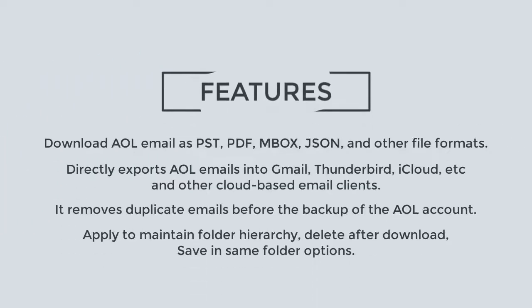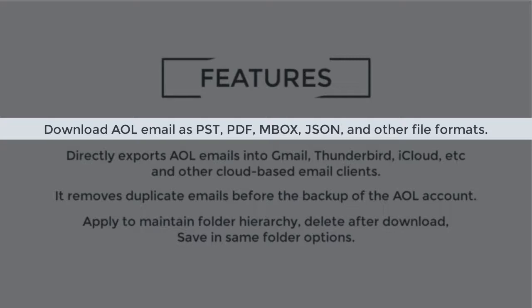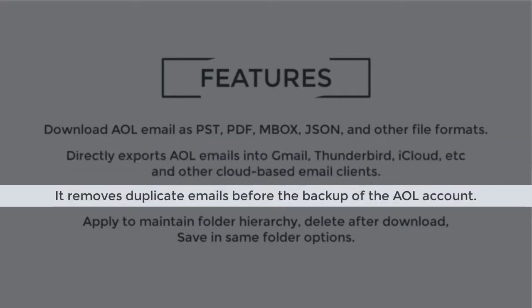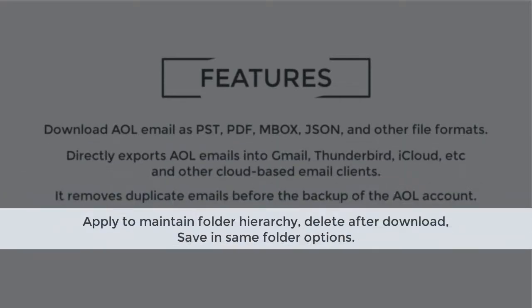The wizard offers various features to make the process helpful. It takes AOL backup in multiple file formats like PST, PDF, MBOX, CSV, JSON, HTML, etc., on PC. It also exports AOL emails into other email clients such as Gmail, Thunderbird, iCloud, Amazon Webmail, etc. It removes duplicate emails before the backup of the AOL account. You can also apply other customized options as per your need.